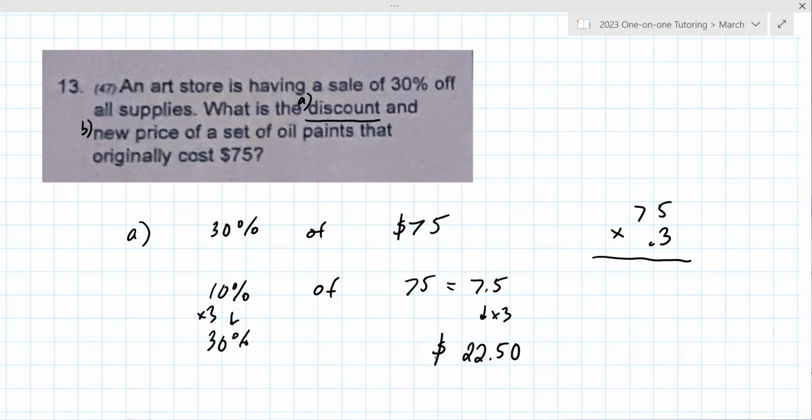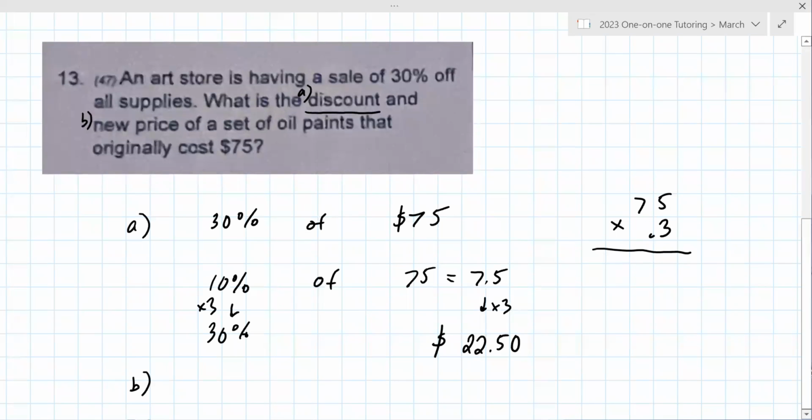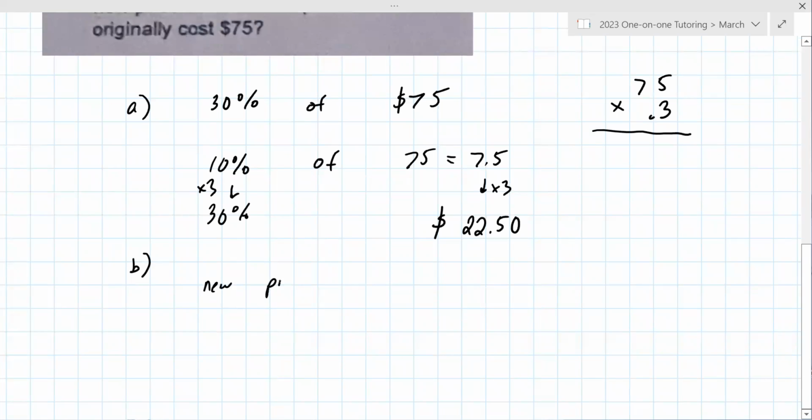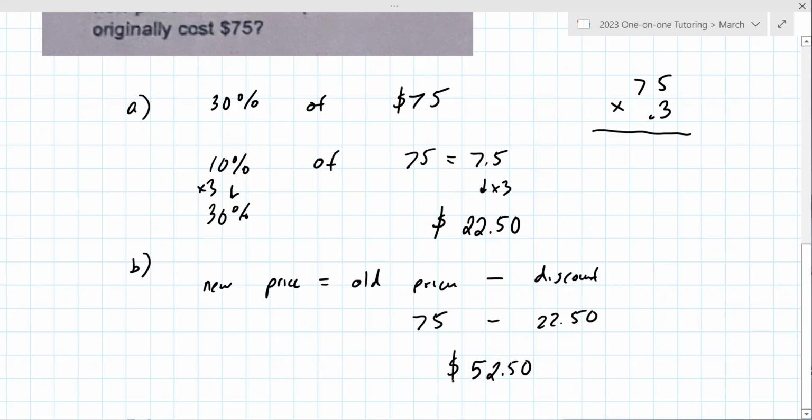Right. So that's the discount, but we actually don't care about the discount most. We actually just care like, what is the new price? The new price is the old price less the discount. So 75 minus 22.5. Right, that's what you're going to pay. That's what we care about. So that's the new price. Yeah. That is the new price.